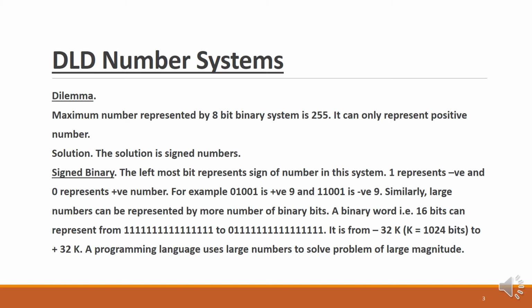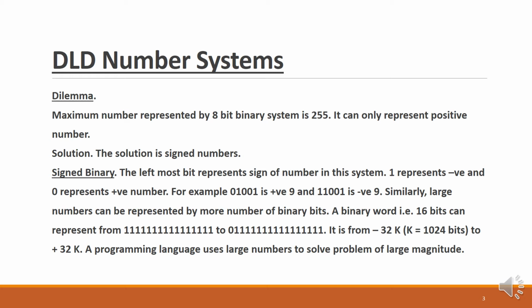The solution is that we use signed numbers. And what is a signed number? In a signed number, the leftmost bit is representing the sign of that particular number. 1 represents negative and 0 represents positive. Now to remember, 1 is written vertically as 1, and if you write it horizontally, it becomes minus. So just remember that 1 represents negative and 0 represents positive.